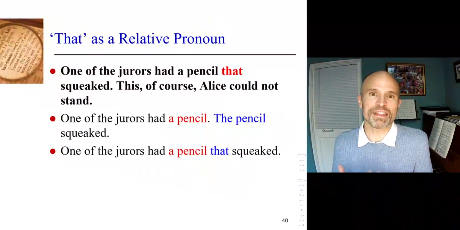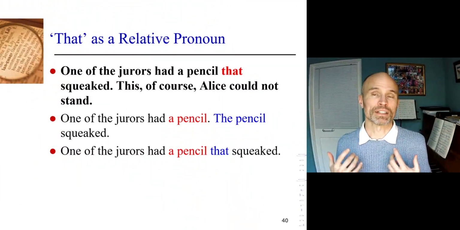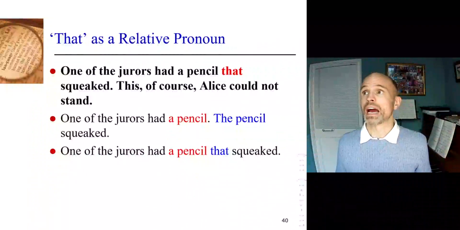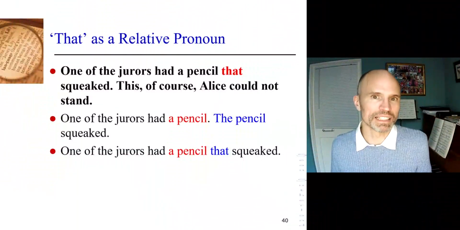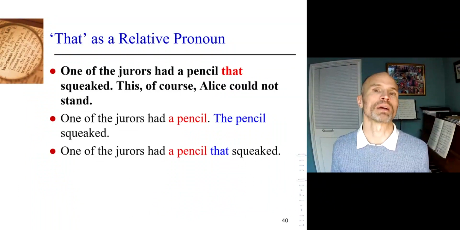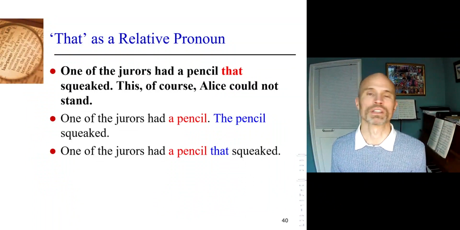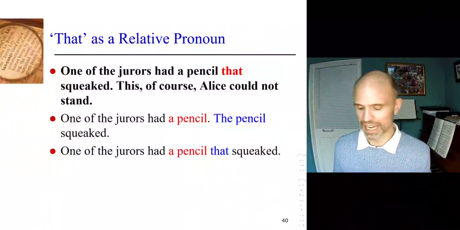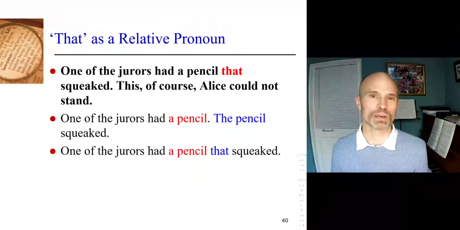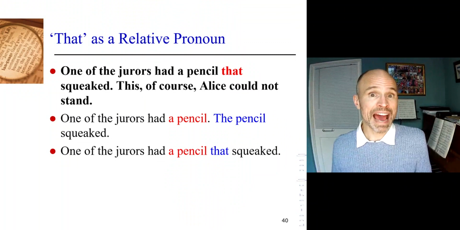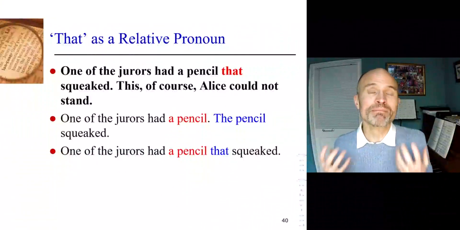If you have to say that, you're looking at a demonstrative reference. If you can say it as that or that, the reduced pronunciation, you're looking at a relative pronoun, right? One of the jurors had a pencil that squeaked. So that's a very useful way that your pronunciation shows you about the importance of it, right? That as a demonstrative reference means something.